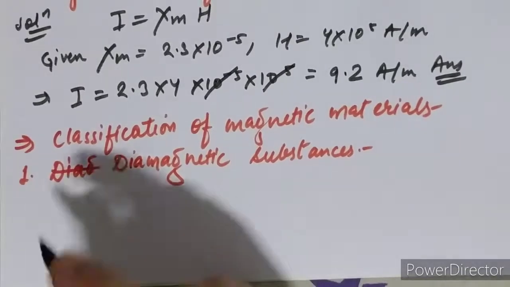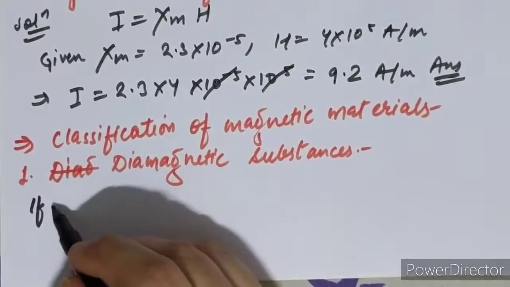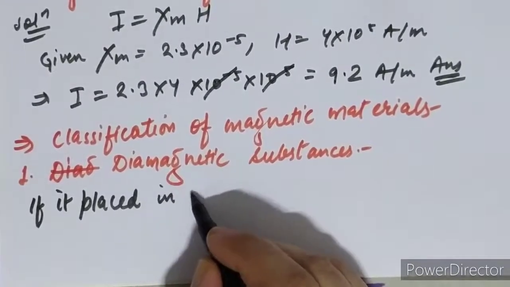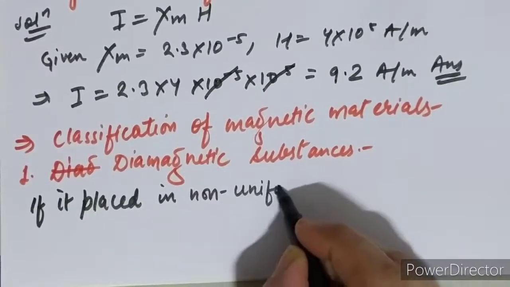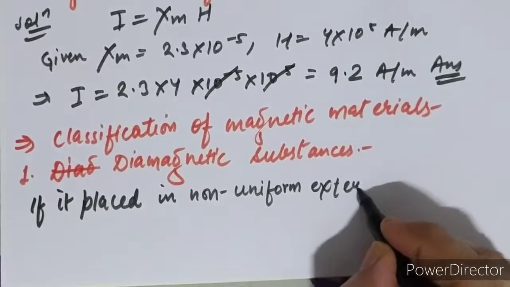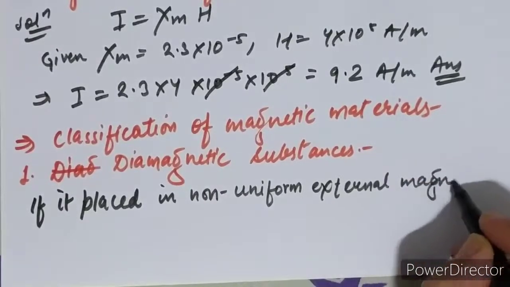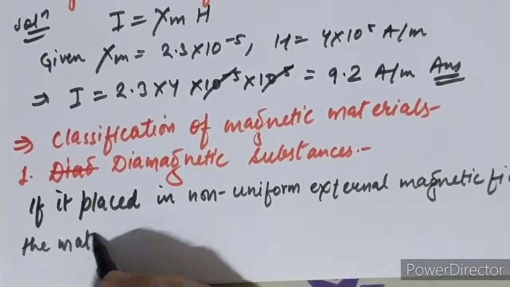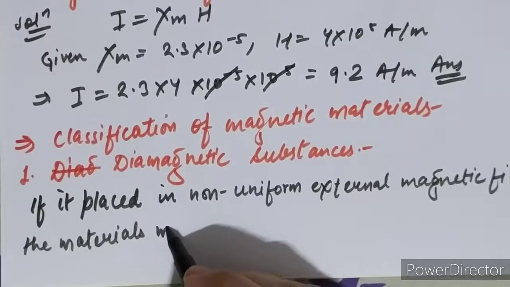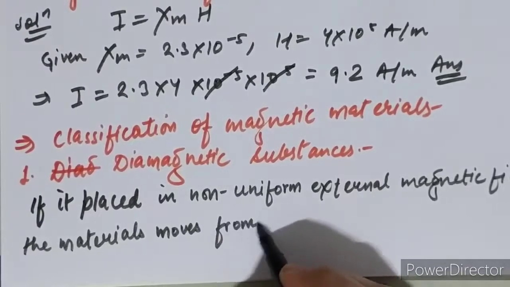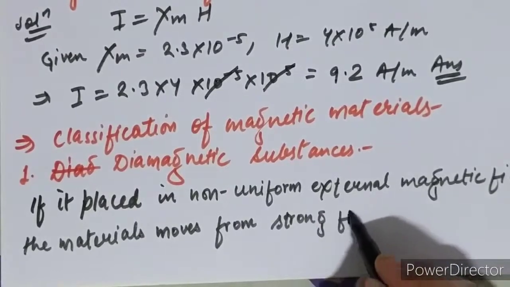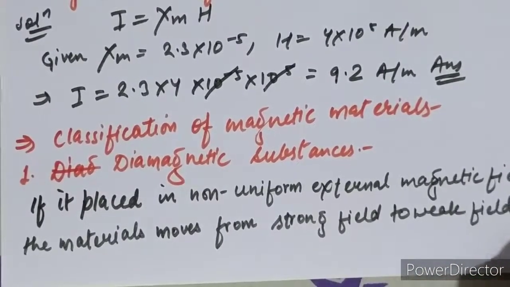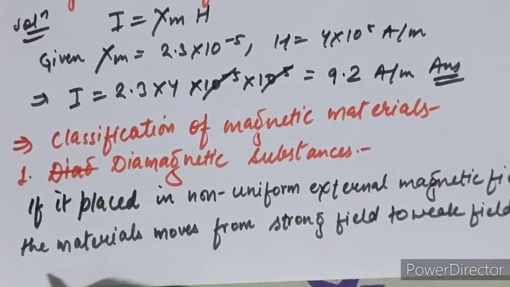If it is placed in a non-uniform external magnetic field, the material moves from strong field to weak field.